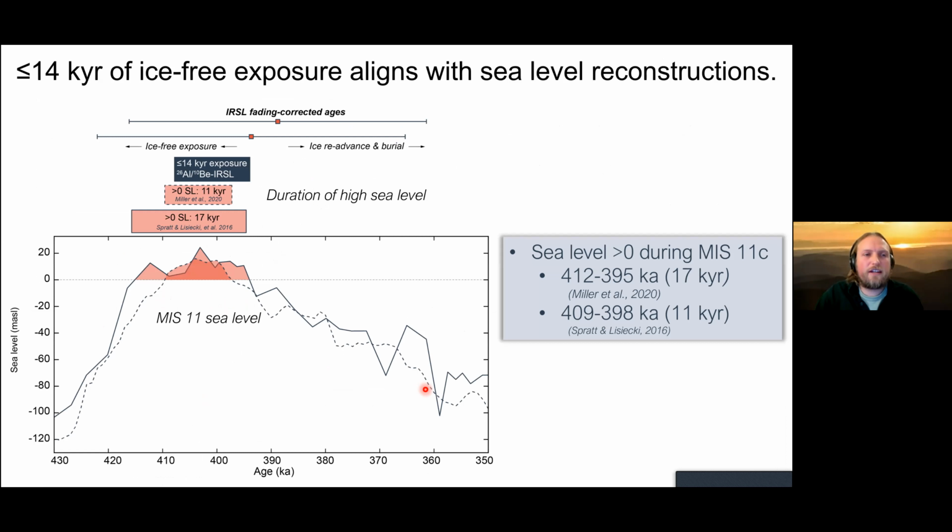Less than 14,000 years of ice-free exposure in Northwest Greenland during MIS 11 aligns with some sea level reconstructions from that time. Two different sea level reconstructions bracket the duration of higher sea level above modern between 17,000 years and 11,000 years. And so that 14,000 year exposure duration in Northwestern Greenland could make sense.